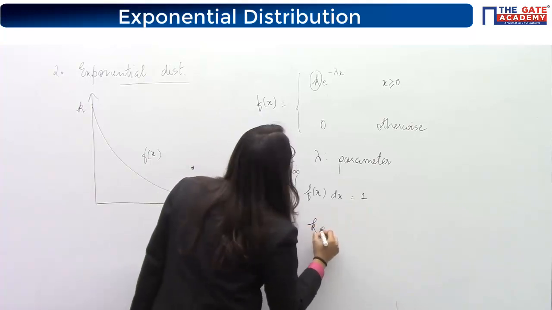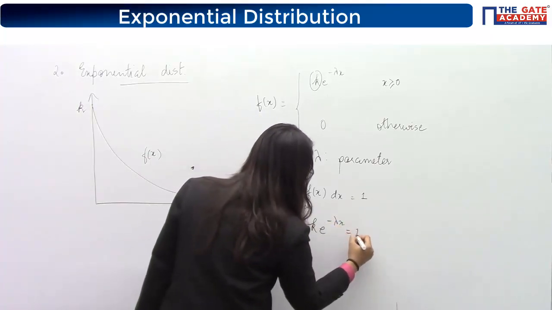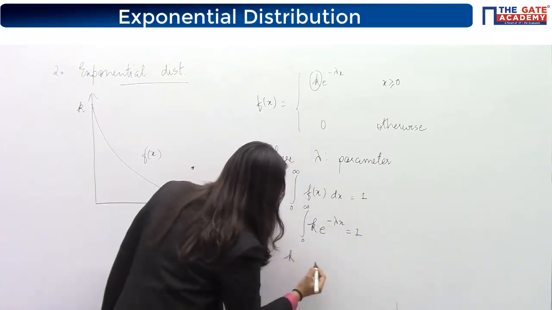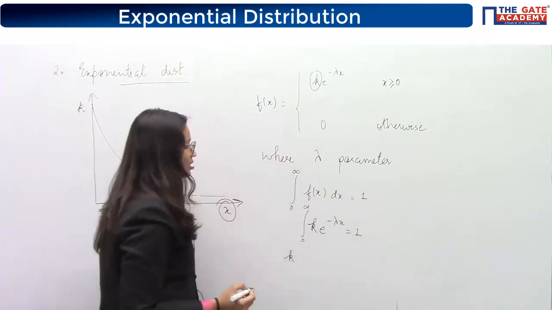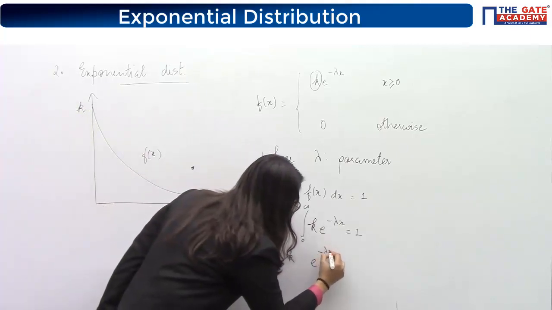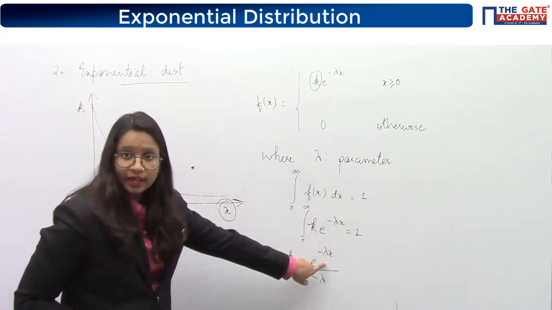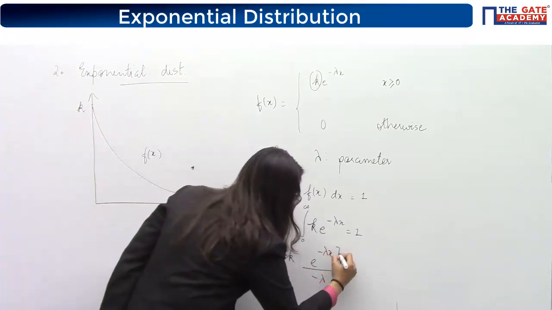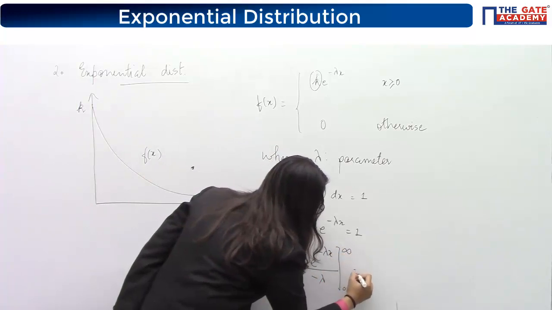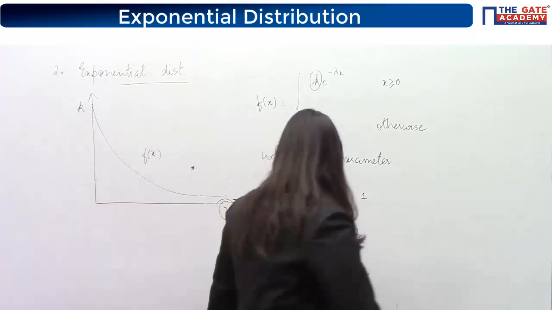So let's integrate e to the power minus lambda x from 0 to infinity, which should be equal to 1. k is a constant, take it outside. What is the integration of an exponential function? It is the same exponential divided by the constant with which x is multiplied. We will study calculus and you will see the formula for integration there also. So this is how you integrate.